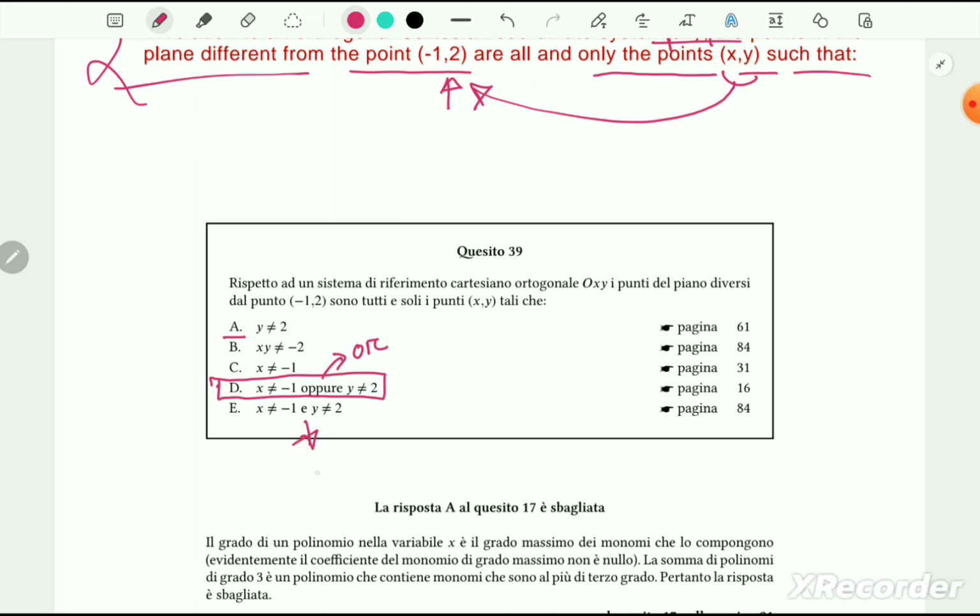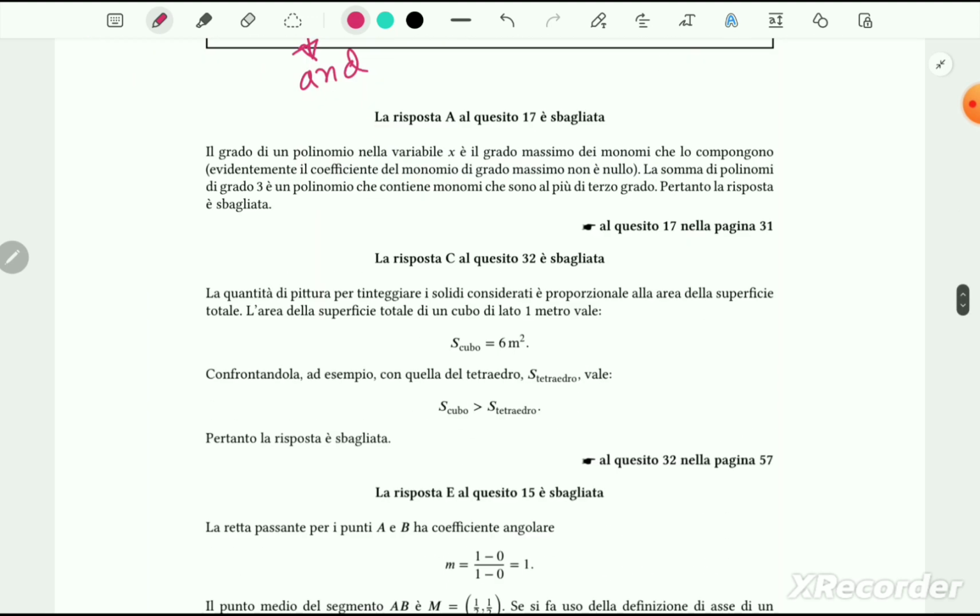And cannot be E, which means and, because we already showed that if we change either value of x and y, we will get a different value.